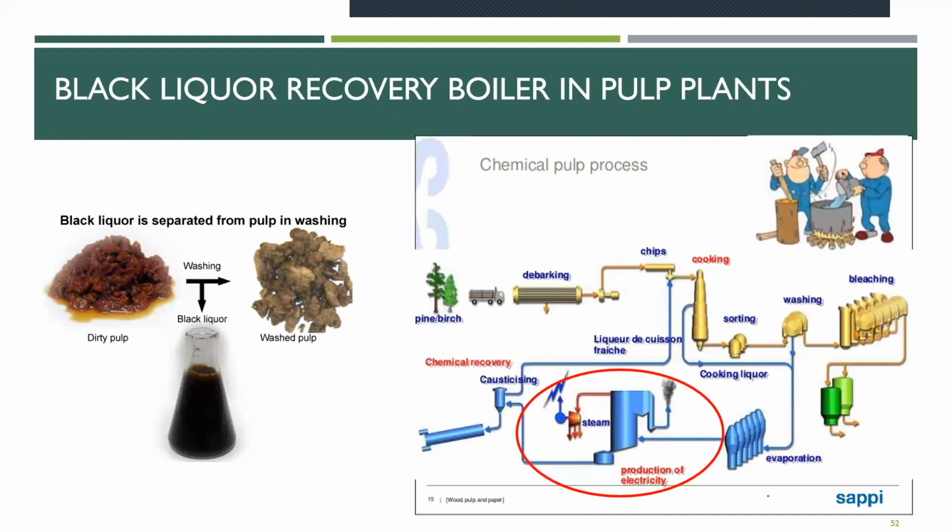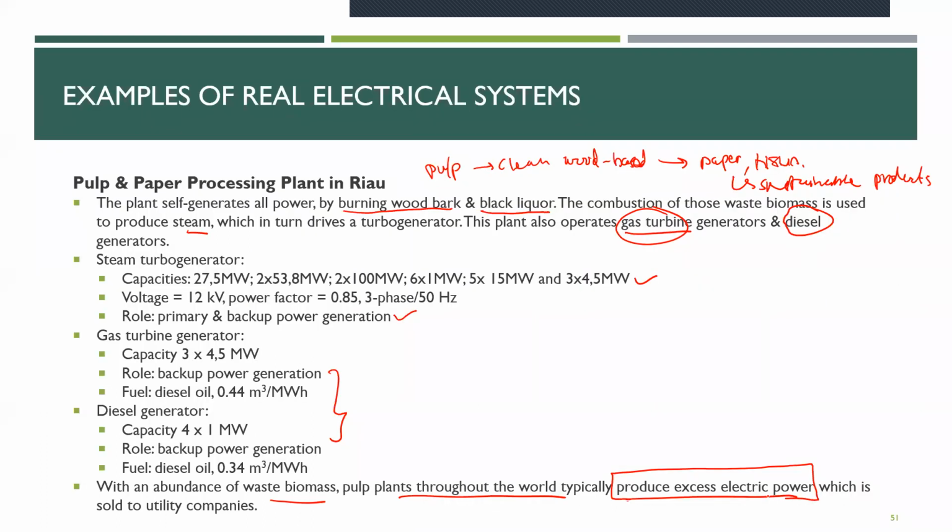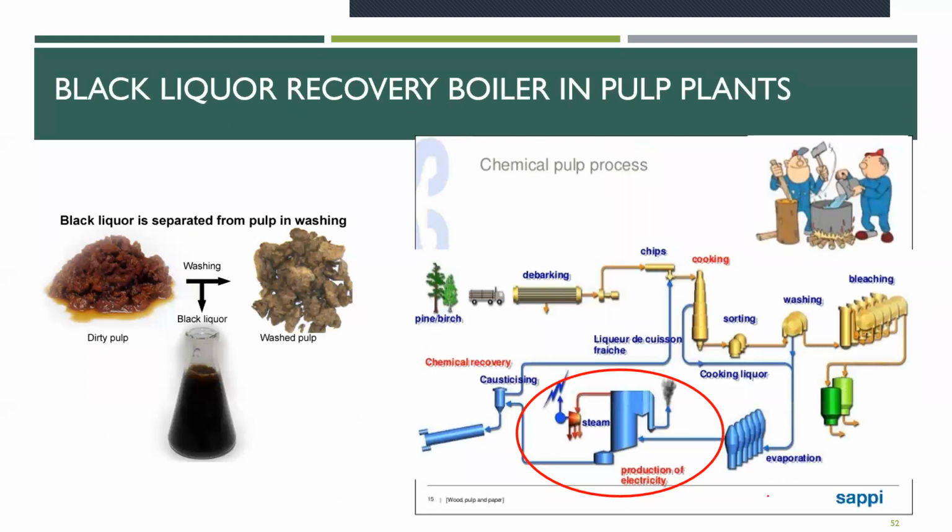So this is the schematic of the chemical pulp process. As I mentioned before, the black liquor, as a waste biomass, is used for generating power. The black liquor is separated from the pulp by using a washing process. The washing process transforms the dirty pulp to washed pulp by producing black liquor. Black liquor can be described as the spent liquor from the process in which the pulp wood is converted into a paper pulp.